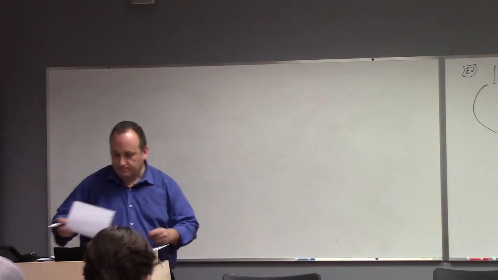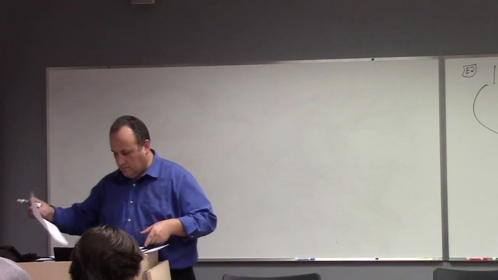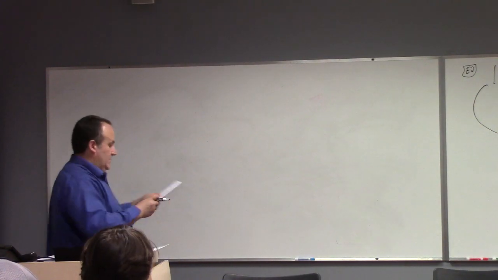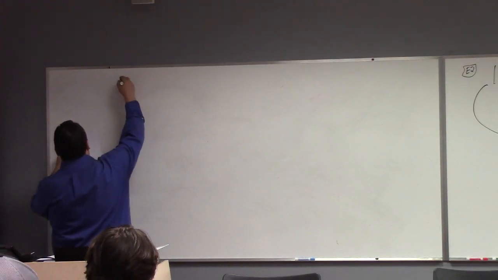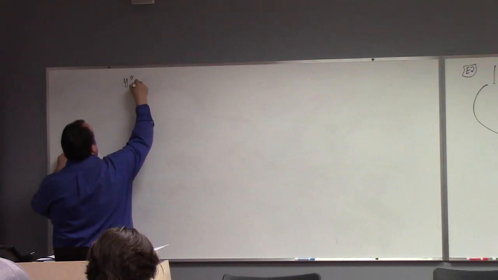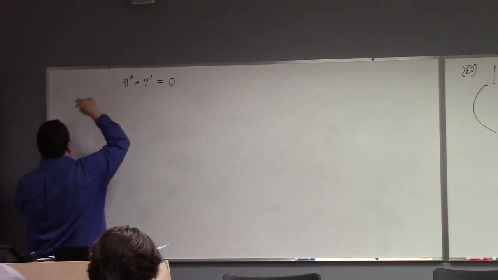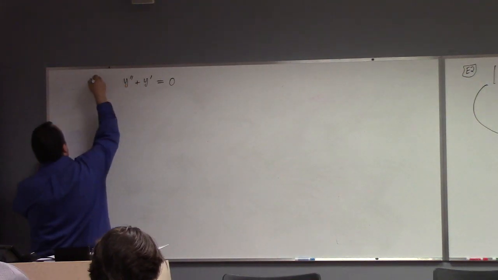But, oh man, where'd it go? That's not the one I want. Let's put it away. There we go. So suppose you're trying to solve y prime prime plus y prime, and I'm just going to make it equal to 0. It's x squared in the notes, but I'm going to keep it 0 here. So example 3.